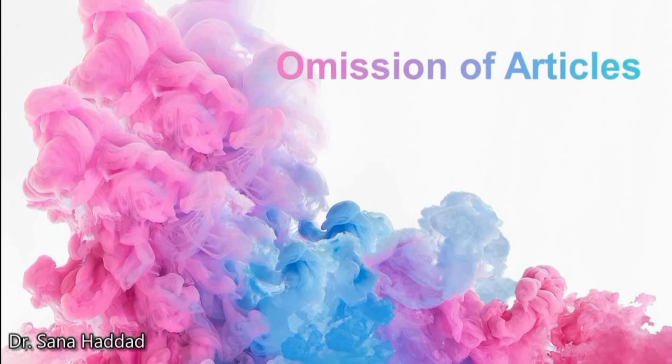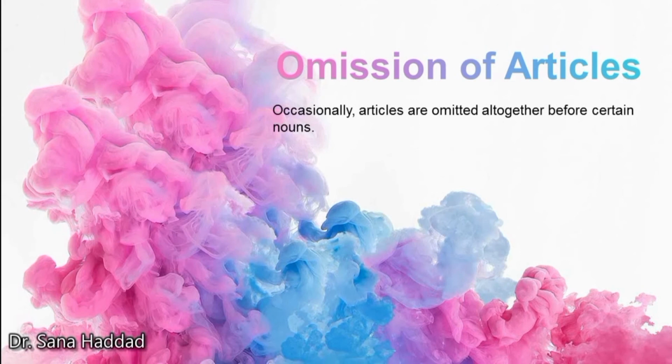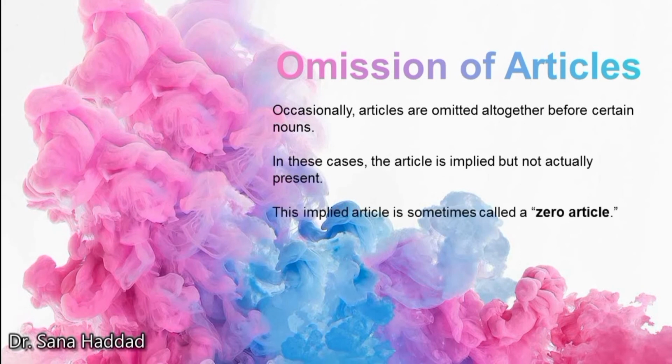Omission of articles. Occasionally, articles are omitted altogether before certain nouns. In these cases, the article is implied but not actually present. This implied article is sometimes called a zero article. Often, the article is omitted before nouns that refer to abstract ideas.